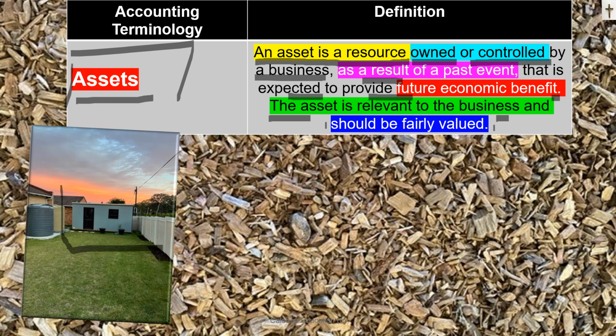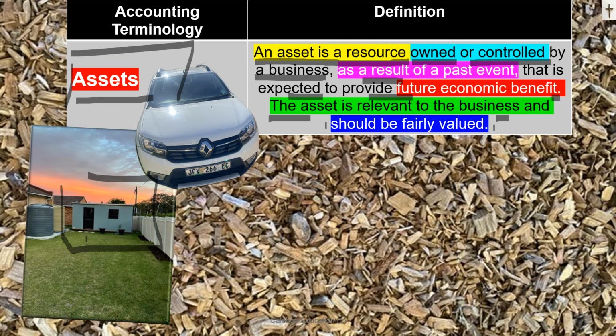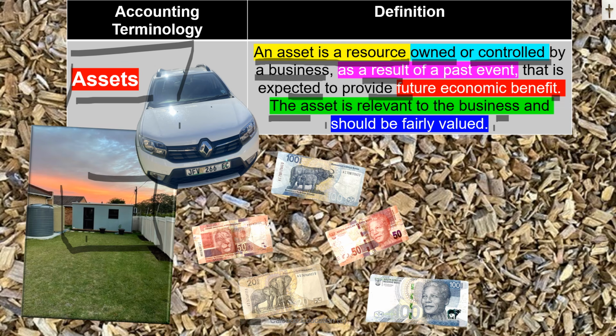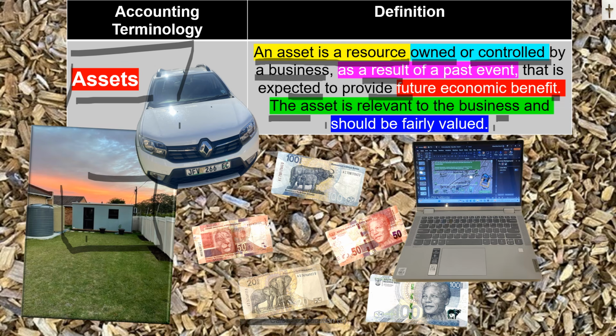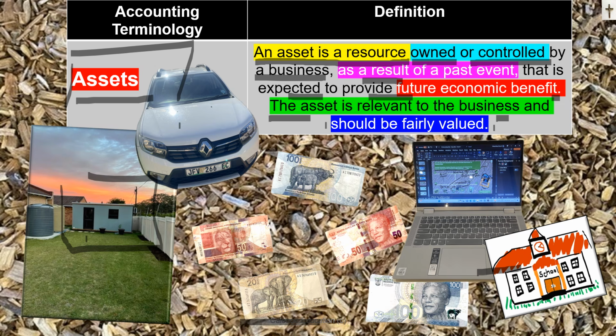And here's an example for Calibre Education: an office, a building, a vehicle, an asset that is an asset of the business. Cash is also an asset, and equipment. This laptop here is an asset. Those are examples of assets. And of course, if you sell to someone on credit, Calibre Education sold to the school on credit, then the school is what we call a debtor, and a debtor is an asset to the business, to our business.